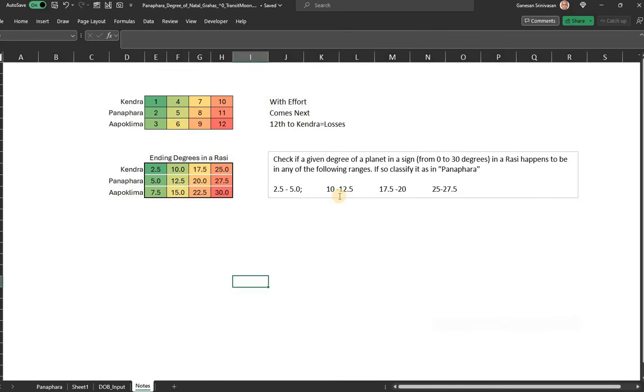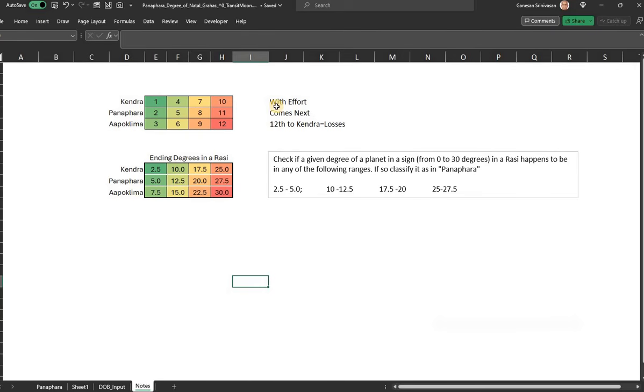In fact, in Tamil, Panam means money. Maybe, I do not know, they claim the etymology is the same, but Panaphara is a Sanskrit word and maybe old Tamil might have got it from the same. Panaphara would mean the next after the Kendras.